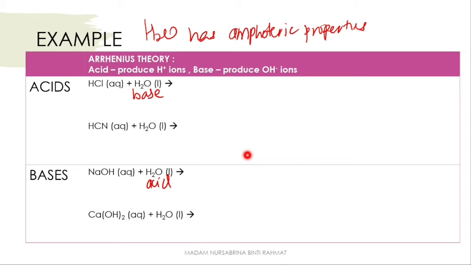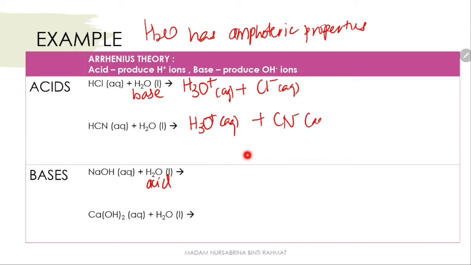So HCl here is your acid. When it ionizes in water, it will form H3O plus plus Cl minus. HCl plus water in the liquid form gives H3O plus and Cl minus. If it's a base, it will become Na plus plus OH minus. If it is a strong base, you are not going to show the H2O in the equation. You just simply show NaOH breaking down to form Na plus and OH minus.